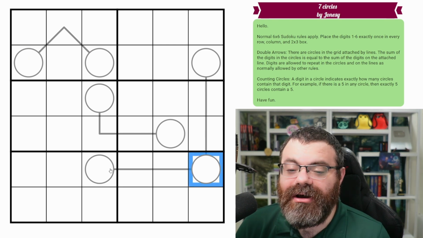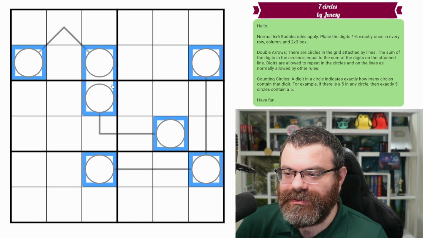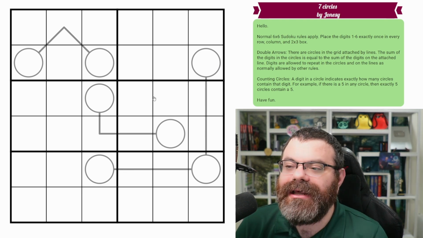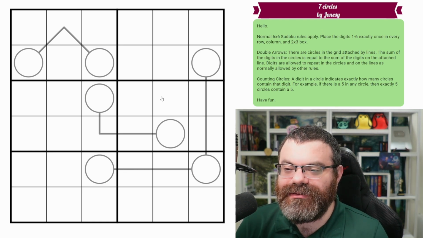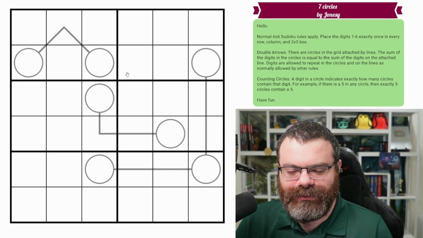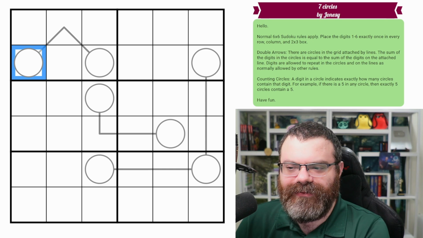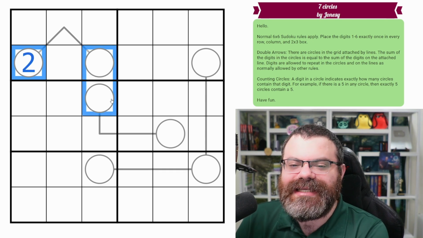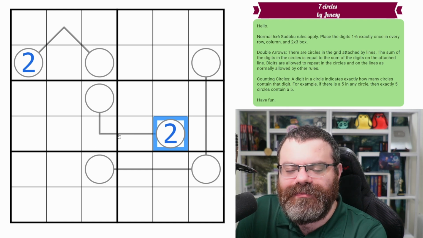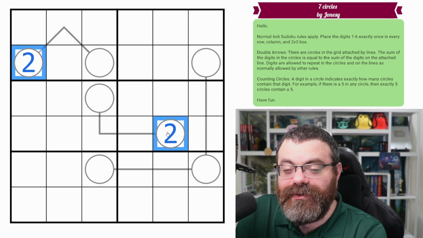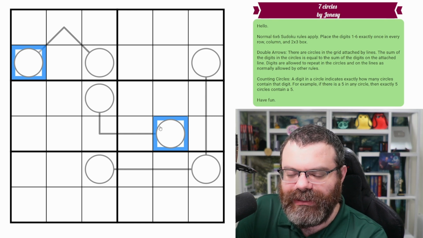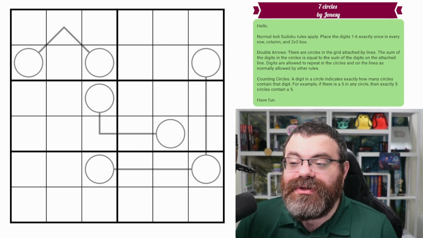All right, in addition to that, all of these circles are also counting circles. So if a digit appears in a circle, it indicates exactly how many circles contain that digit. So, for example, if I were to put a 2 here, that means exactly 2 of these circles have a 2 in them. So I could put another 2 here, and then that would be it. I can't put any more. It's exactly 2 2s. And that's it. Those are the rules.